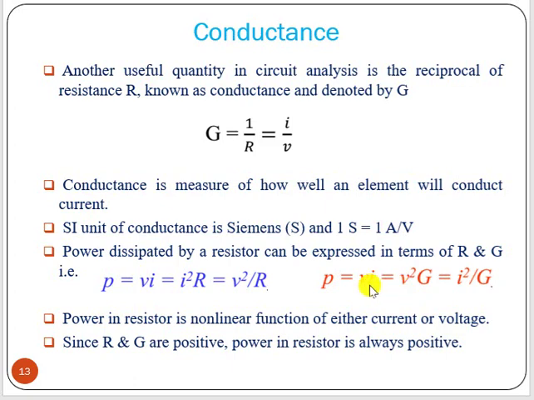And if we put I equal to GV, I equal to G into V, it becomes V square G. Now see here, I square by G, because R equal to 1 by G, and V square by R, that means 1 by R equal to G, so V square G. Power in resistor is nonlinear function of either current or voltage.